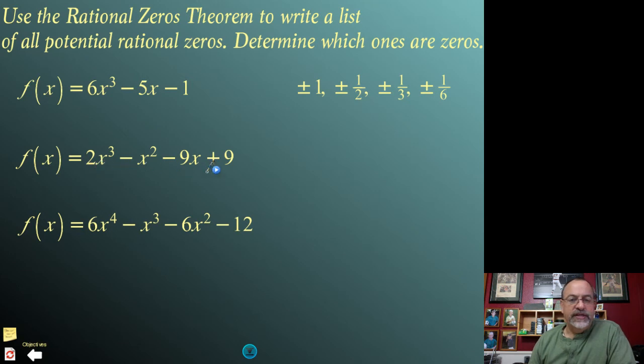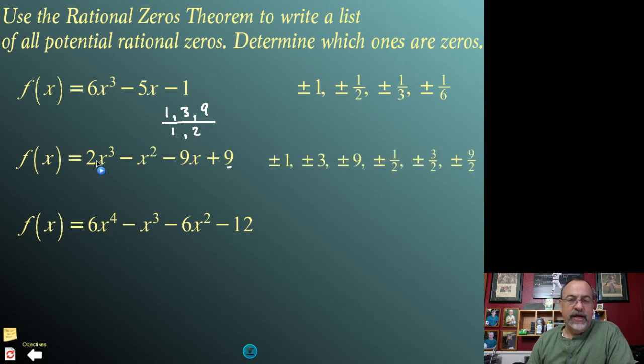So here, our second example, we have a polynomial. It is in standard form, so we take the constant and we list the factors. Factors are 1, 3, and 9. And then I take the factors of my leading coefficient, which are 1 and 2, and now my list is made by taking each factor in the numerator, placing it over each factor in the denominator. So 1 over 1, 1 over 2, 3 over 1, 3 over 2, 9 over 1, and 9 over 2 to get my list. And again, it's plus or minus.